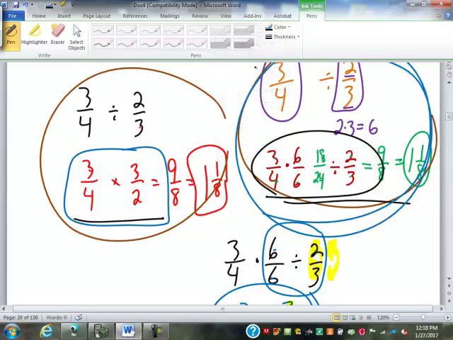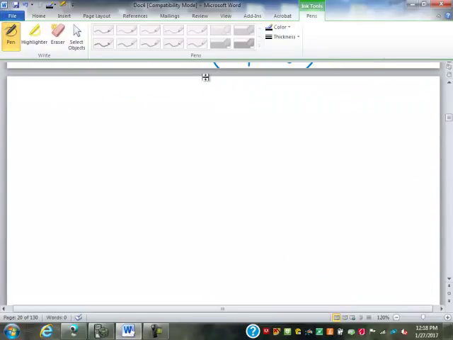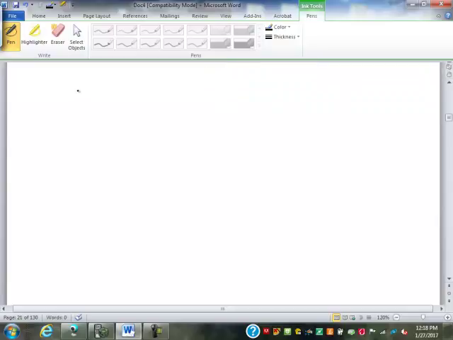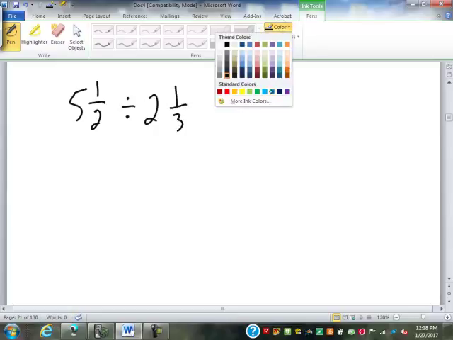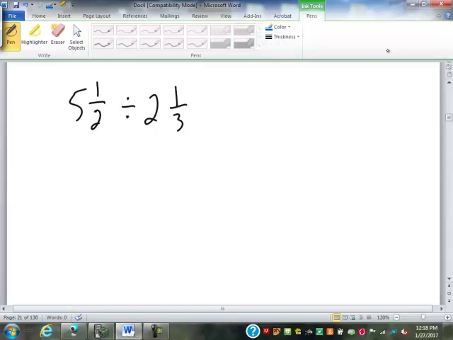Now, I don't expect you're going to start doing it the long way, but sometimes it's nice to see where things come from. So let's do one example of dividing mixed numbers. 5 1/2 divided by 2 1/3. If I'm going to make this into multiplying by a reciprocal, it only makes sense I'm going to treat it just like I do with multiplication. I'm going to make them into improper fractions. 5 1/2, 5 times 2 is 10, plus 1 is 11 halves. 2 1/3, 2 times 3 is 6, plus 1 is 7/3.